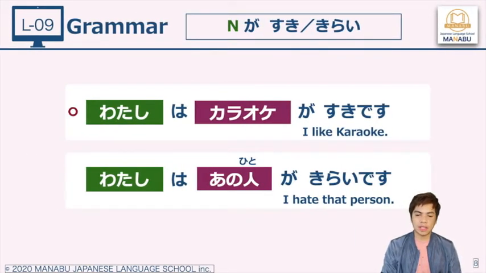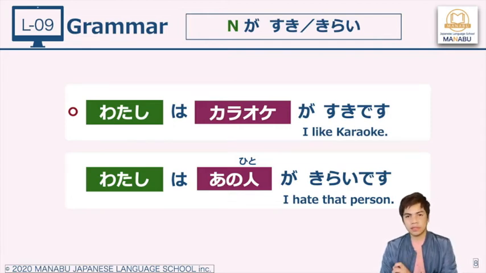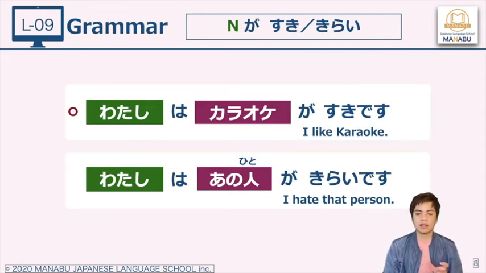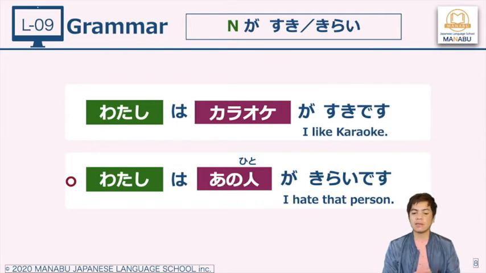So let's look at the example for the suki. So watashi wa karaoke ga suki desu. Once again, we will use the particle ga to the object that you like. So karaoke, then the particle ga suki desu. I like karaoke. So for the next example, watashi wa ano hito ga kirai desu. So we attach the particle ga to the word ano hito.